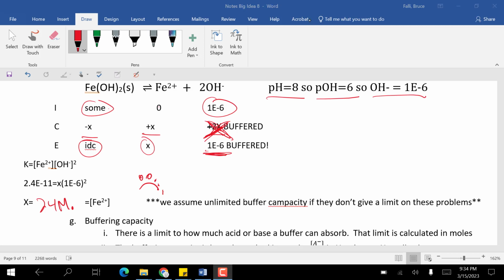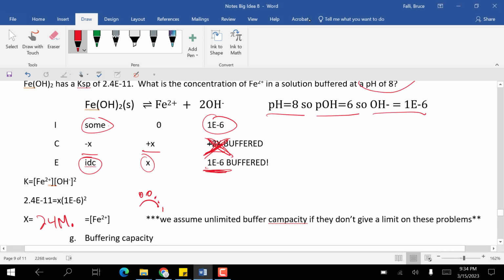Excuse me. I should have actually looked up the real molar solubility of iron hydroxide, which I think I'll do right now. Oh, I won't.